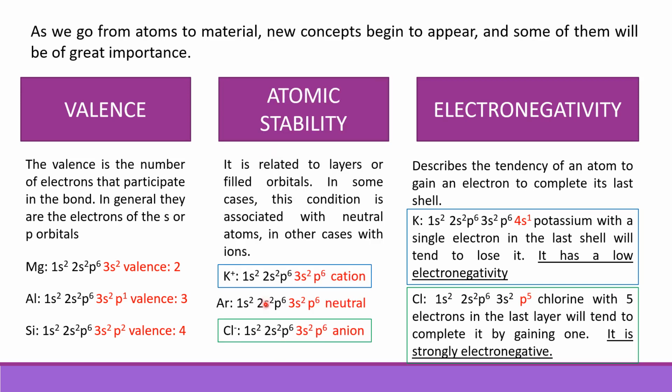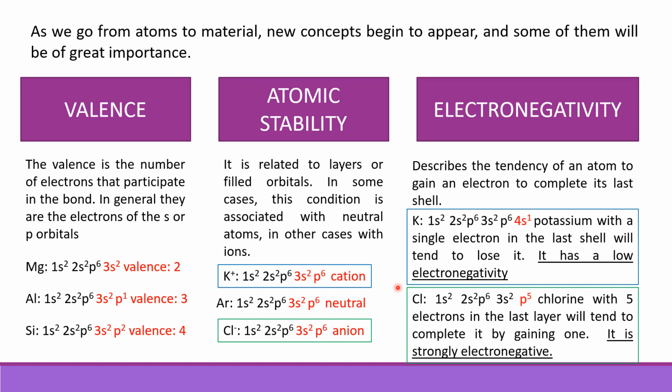In the same examples, potassium was 1s2, 2s2 2p6, 3s2 3p6, 4s1. So 19 electrons, but the easiest is that this electron is lost. Then we come to the configuration of a cation, in which the last shell, 3s2 3p6, is the same as that of argon, which is the neutral noble gas.